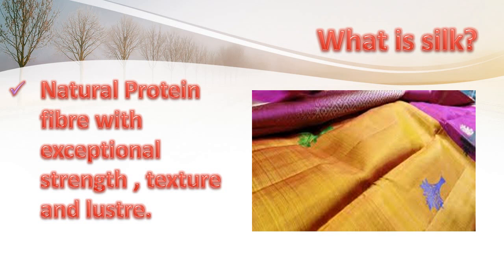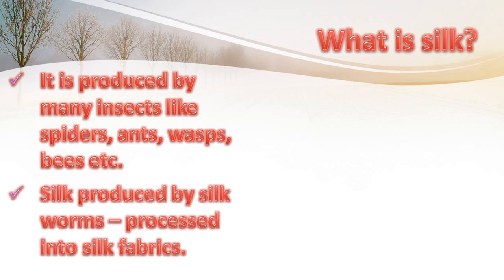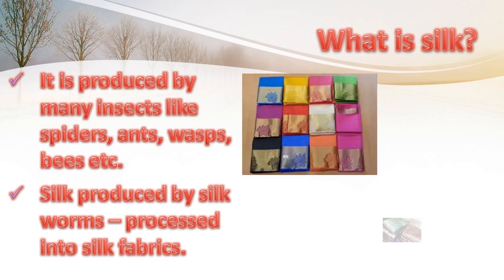Silk is a natural protein fiber with exceptional strength, texture, and luster. Silk is also produced by many insects such as ants, bees, spiders, wasps, etc. These insects use the silk for building their nest. Spiders also produce silk, but the silk produced by the silkworms is processed into silk fabrics.